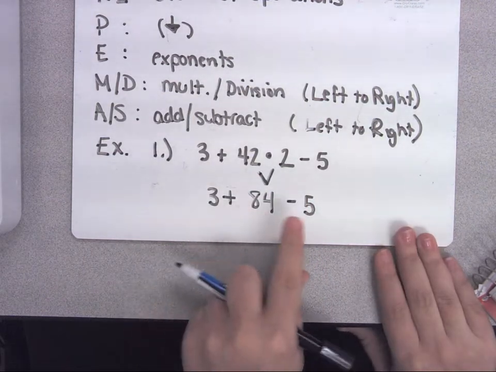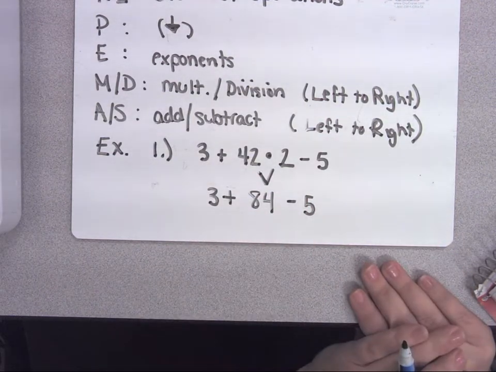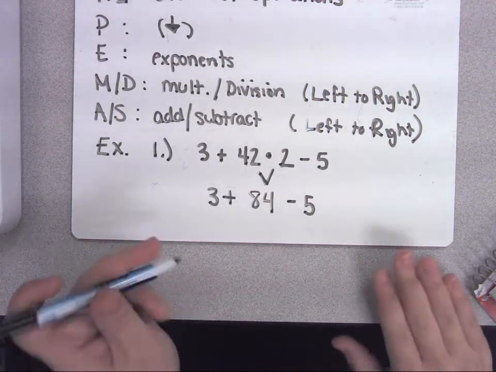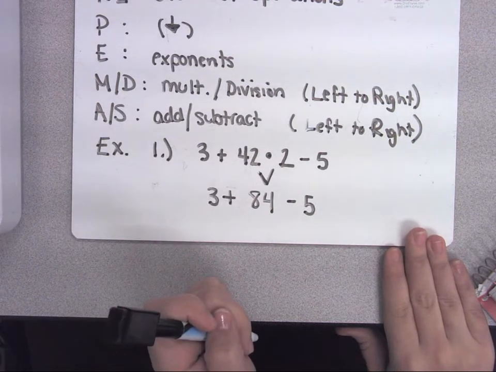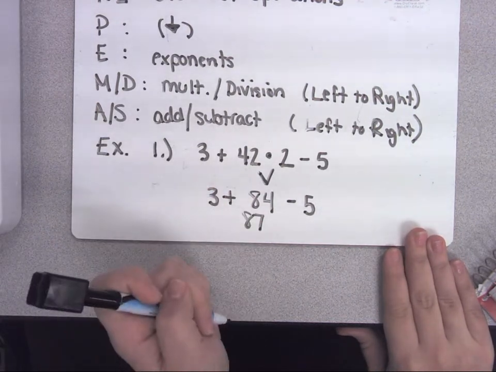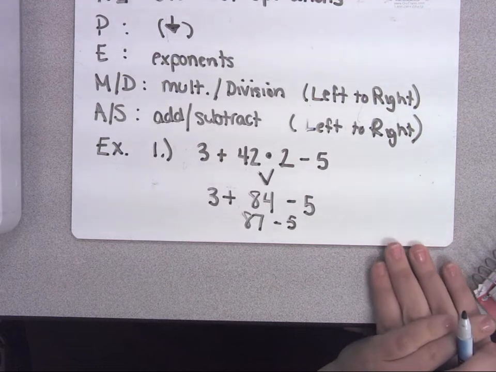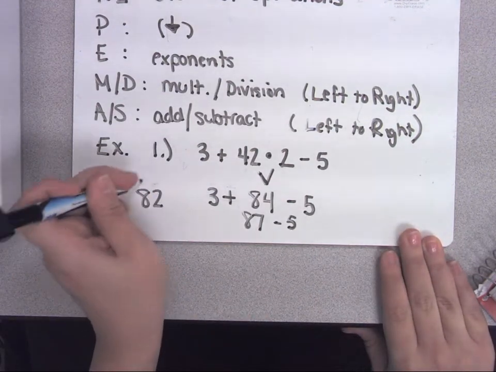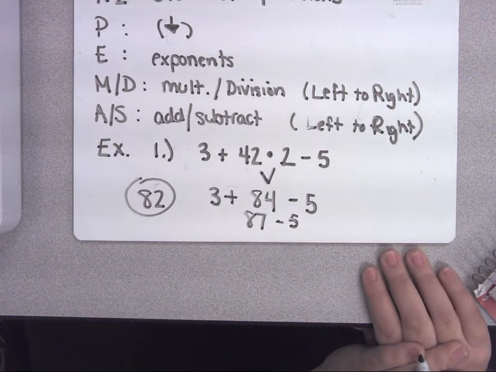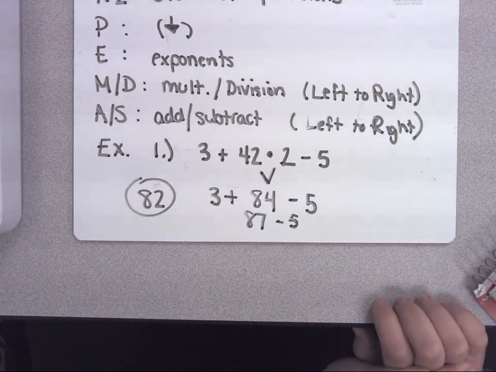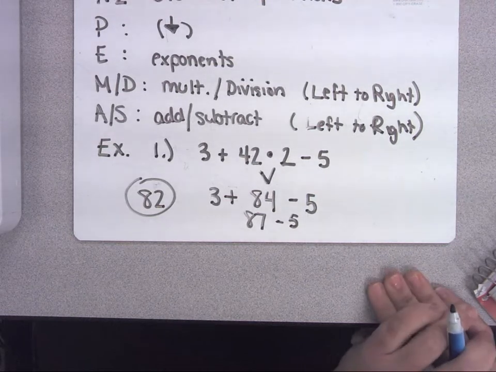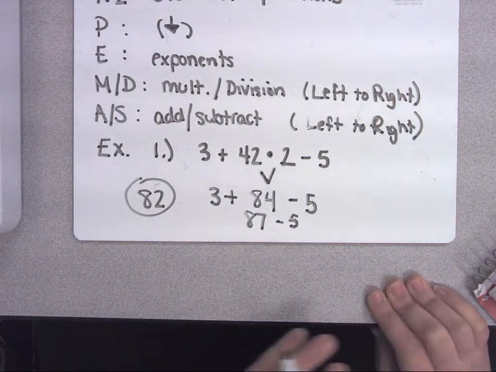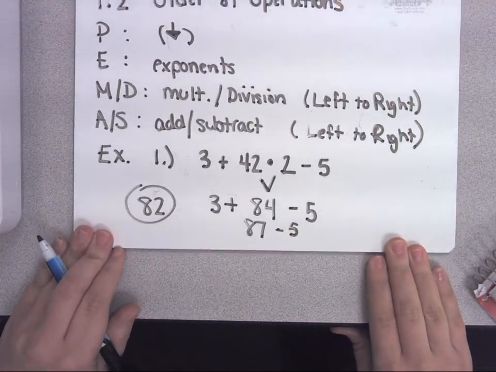Now we have addition and subtraction. Which one do we do first? Addition, because we work left to right. So what is 3 plus 84? 87. And then you're going to subtract 5. What is 87 minus 5? 82. So my final answer, 82. If you would have started left to right, just with the whole problem, you would get a very different answer. Yes? We can do this? I hope so.